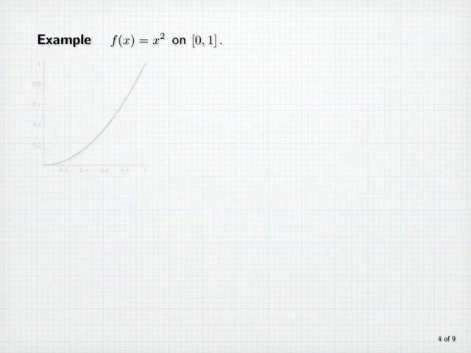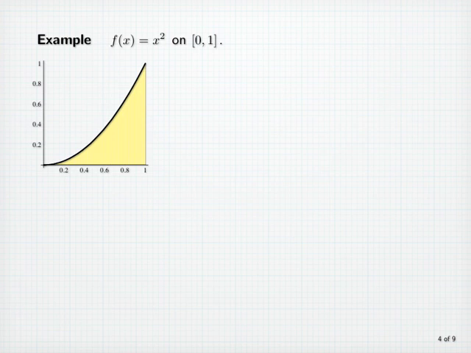Now let's look at an example. Let's consider the function f of x equals x squared on the interval 0 to 1. Here's the graph of the function, and here's the area under the curve. Let's compute left endpoint, right endpoint, and midpoint approximations to the area based on n equals 10 rectangles. n equals 10 gives us delta x equals the width of the interval, 1, divided by 10. Now let's begin with the left endpoint approximation.